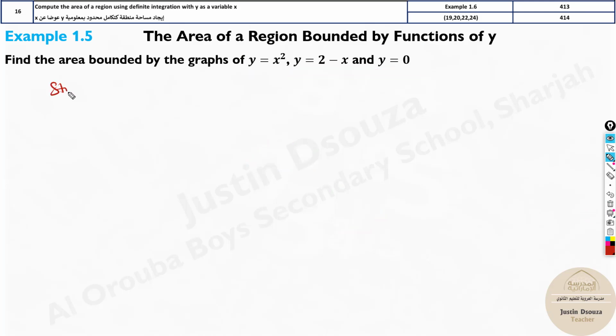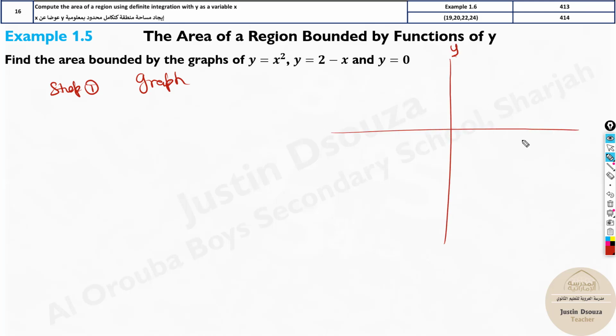The step 1 to solve this problem is graphing. You do not need to graph it accurately, just basic graphing is enough. Let me take x and y coordinates, x over here and y. Y is the vertical coordinate, x is the horizontal. Y equals x squared. What exactly is this? It's a parabola. So, it's not accurate. It should touch the 0. So this is a basic graph of a parabola. This is y equals x squared.